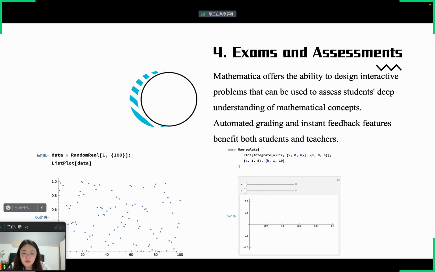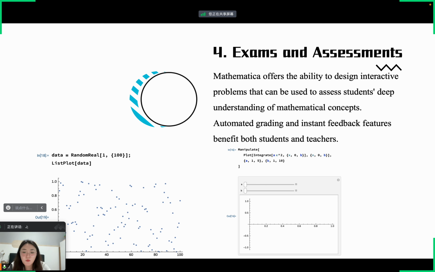Finally, let's talk about exams and assessments. Mathematica provides interactive questions designed to make the assessment process smart and efficient. During the exam, students can drag sliders to adjust parameters and observe the changes in the results. This real-time feedback exam format not only tests students' knowledge, but also stimulates them to think further about the question.